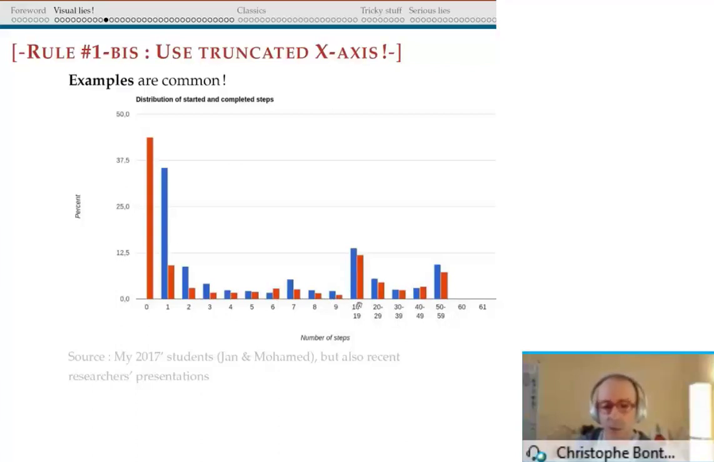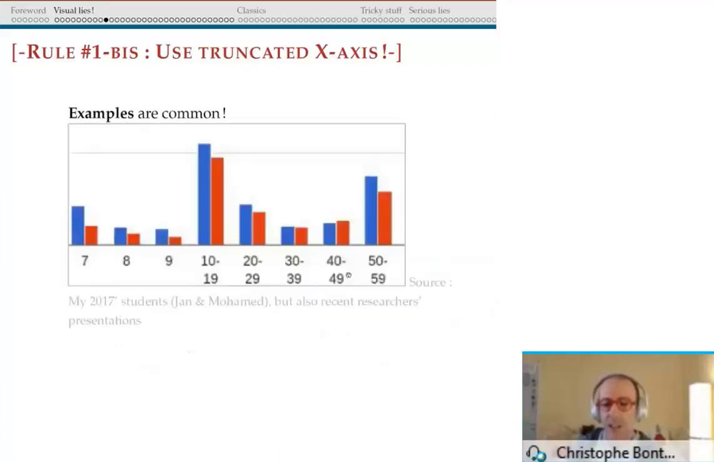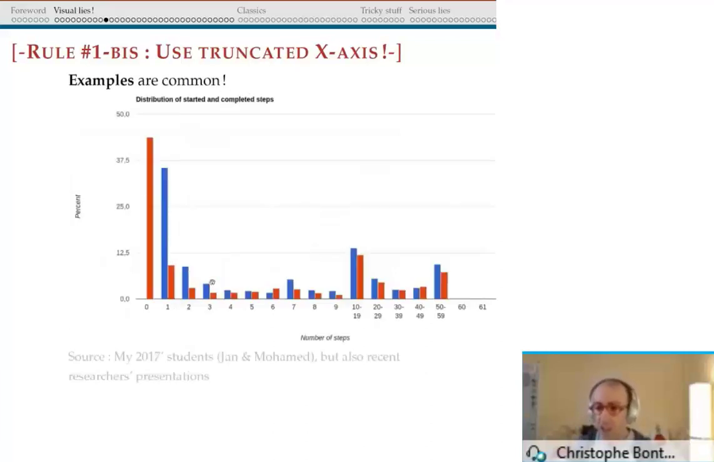The students grouped the answers from 10 to 19 and 20 to 29, etc., up to 50 to 59. So look at the shape of the graphic. You say, okay, so as the number of steps increases, fewer and fewer students follow this. But this bump is completely an artifact. It's not true. It's a grouping. It's a change of scale here.